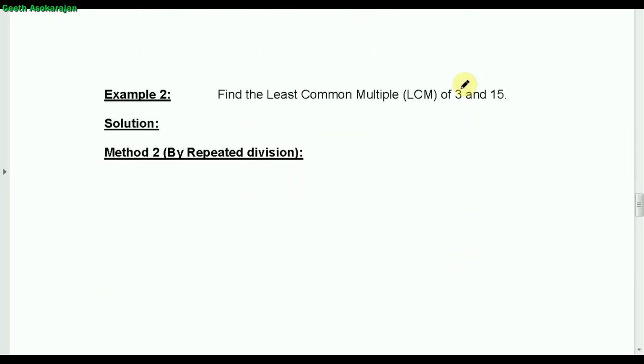Right, let's do the same with 3 and 15. So let's go through this process. First I list the prime numbers 2, 3, 5, 7. This is more than enough, so you don't need to write down the other prime numbers. And then I write down 3 and 15. I first check whether I can divide these numbers by 2 and get no remainder. So 3 divided by 2, that cannot be done. 15 divided by 2, that cannot be done.